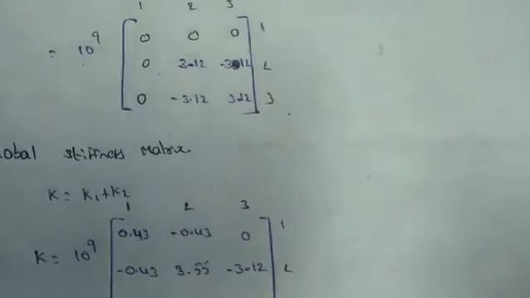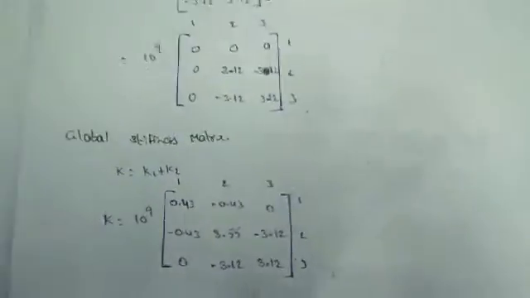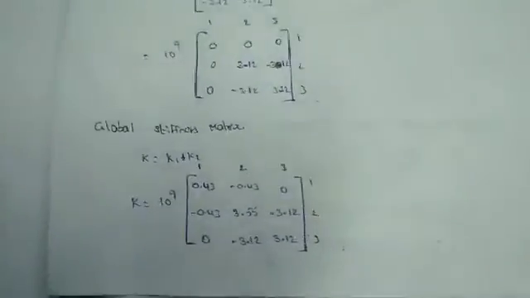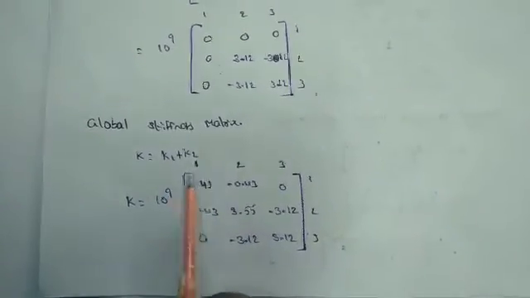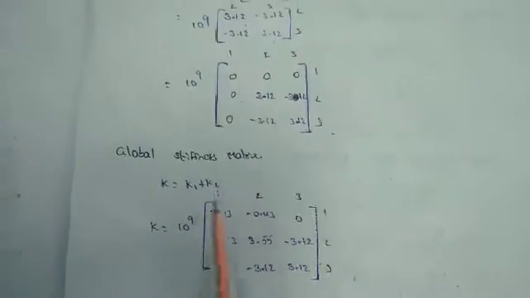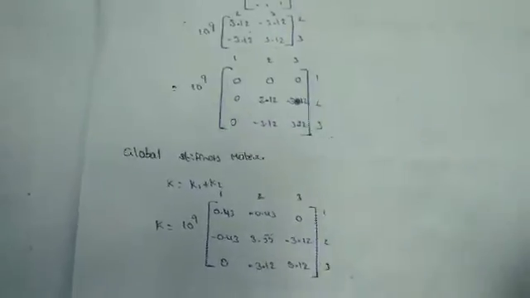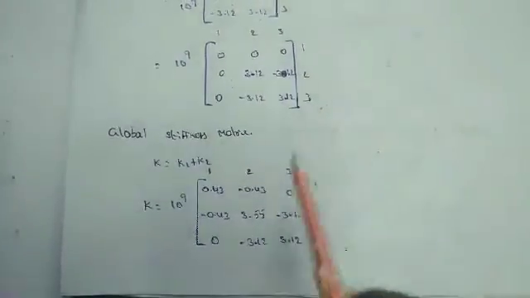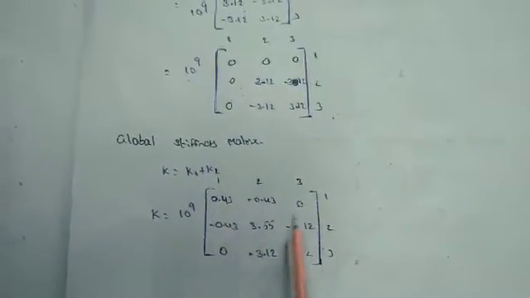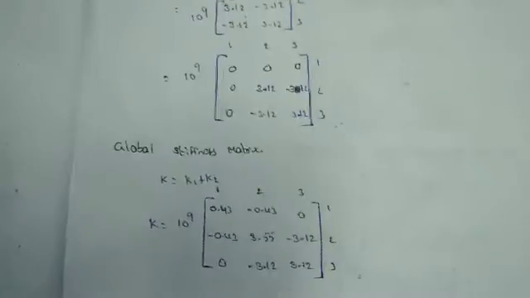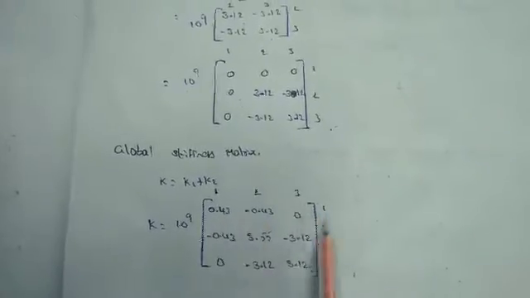Okay, then after calculating the stiffness matrix of element 1 and the stiffness matrix of element 2, you have to calculate the global stiffness matrix. Okay, K equal to K1 plus K2. 10 power 9 is common. You have to add K1 and K2 to get the global stiffness matrix. Okay guys, this is the stiffness matrix of the whole structure. Indicate the nodal numbers on top and right side of the matrix.